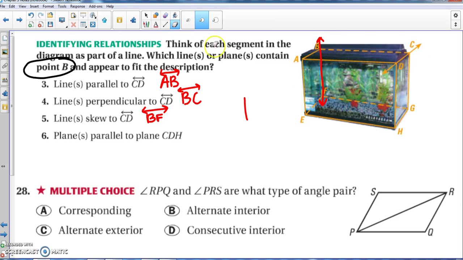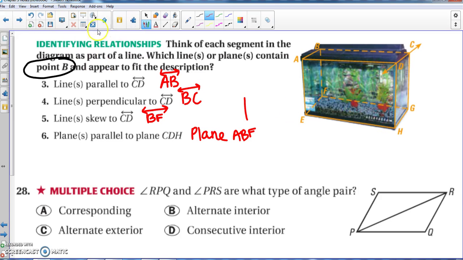Okay? All right, and then the last one there is planes that are parallel to plane CDH. So CDH is this one on this side. So the only plane parallel to that will be this plane on this side. And to name it, you just name it with 3 of these 4 points. So I could do ABF, for instance. And that's the only plane in the picture here that would be parallel to this plane here.